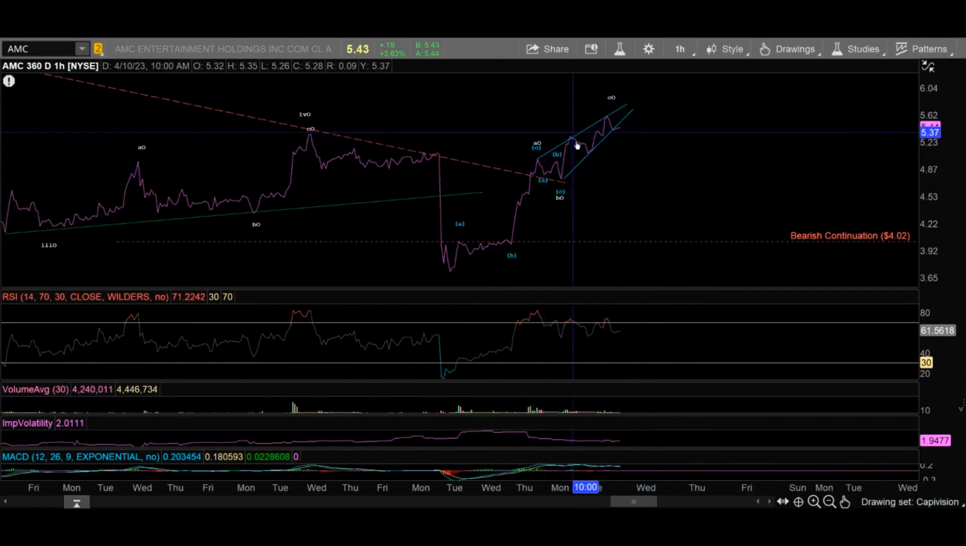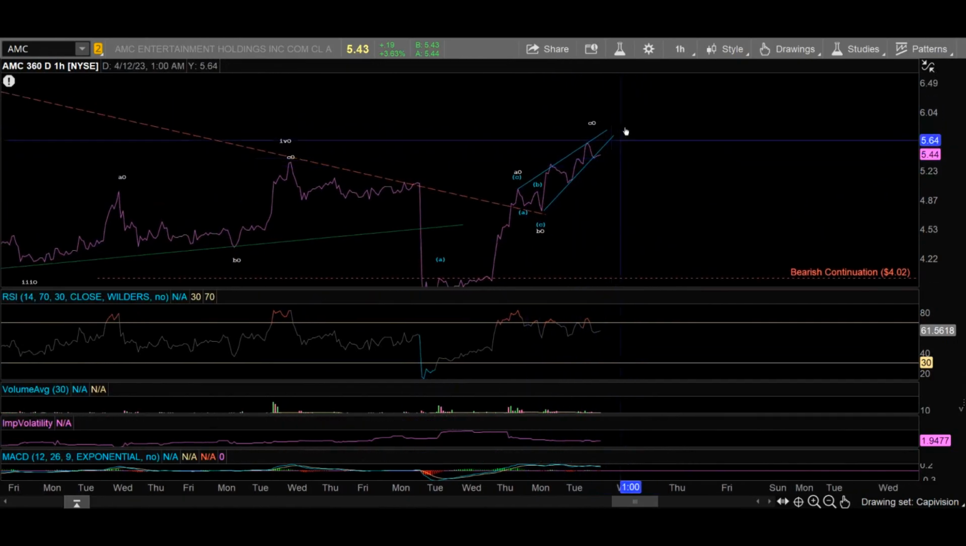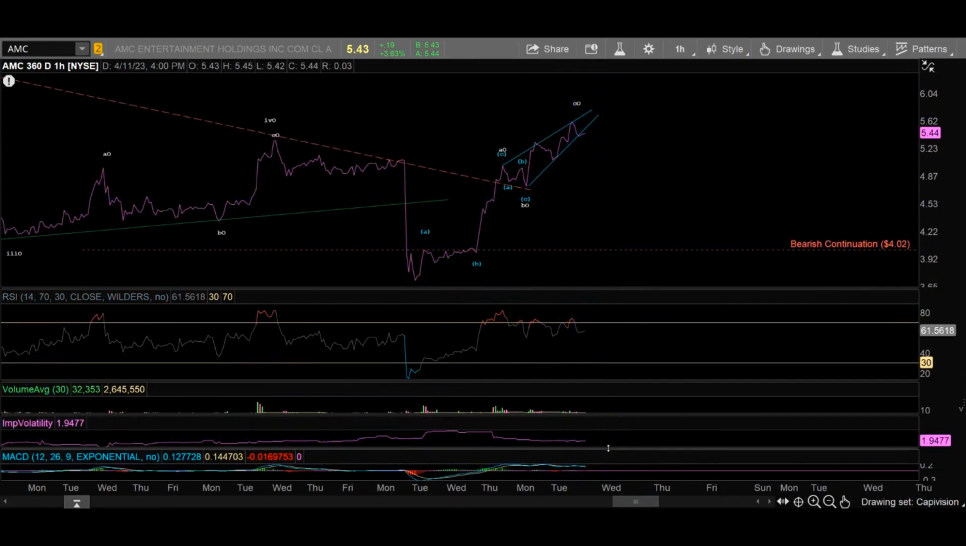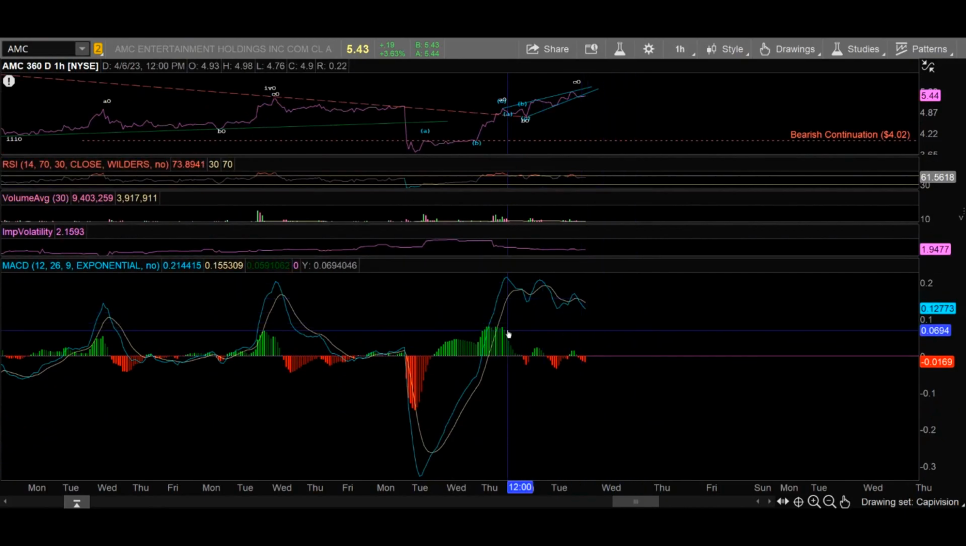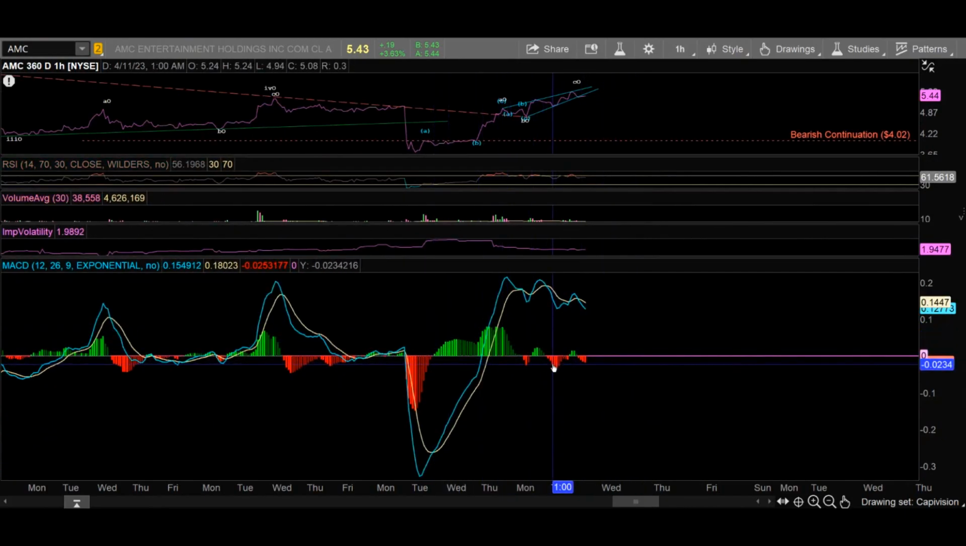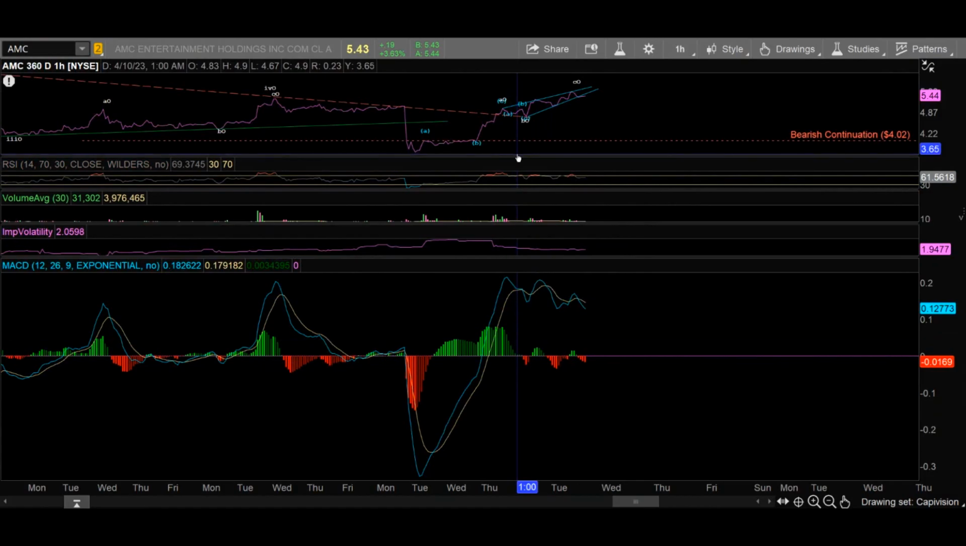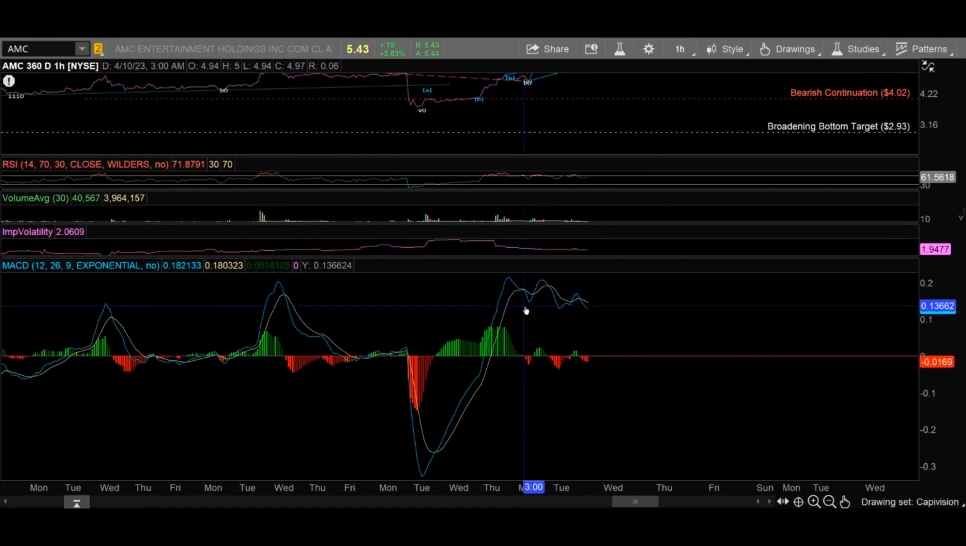1, 2, 3. Waves 4 and 1 don't overlap. That's fine. That just means that this could break out higher. It could, but honestly, it's probably not going to. Let's check our momentum indicators. The MACD is pretty good. When you have the RSI burning up, as people like to say, the MACD does the same thing. It kind of hovers up there. Momentum here is still bullish.